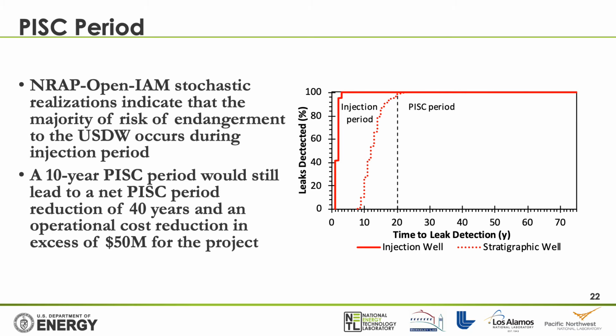NRAP OpenIAM stochastic realizations indicate that the majority of risk of endangerment to the USDW occurs during the injection period. A 10-year PISC period would still lead to a net PISC period reduction of 40 years and an operational cost reduction in excess of $50 million for the project.